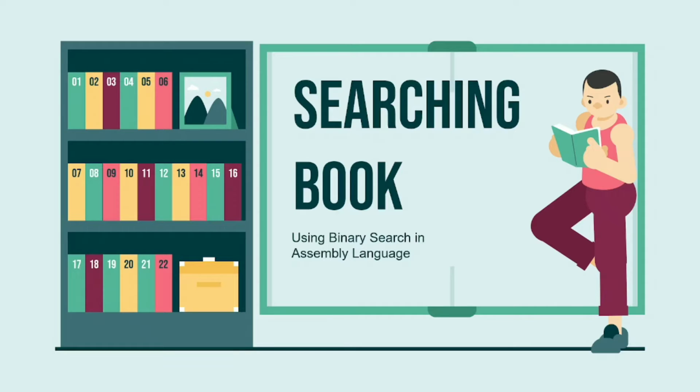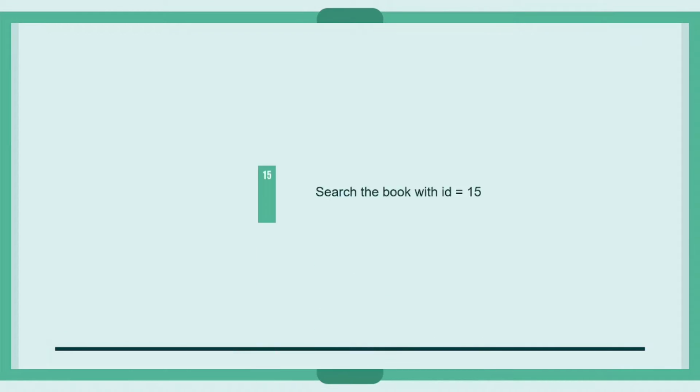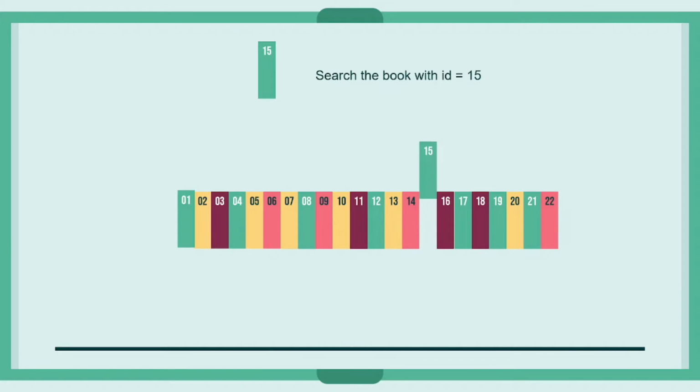Well, there are various ways of searching an element in an array. But what's the most efficient way? Well, let's find out. This is one of the ways. Here, you have to find this book with the ID 15 in the array of 22 books.